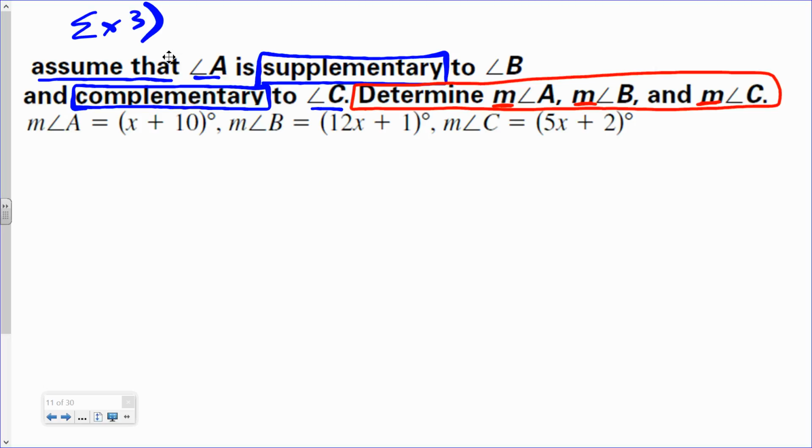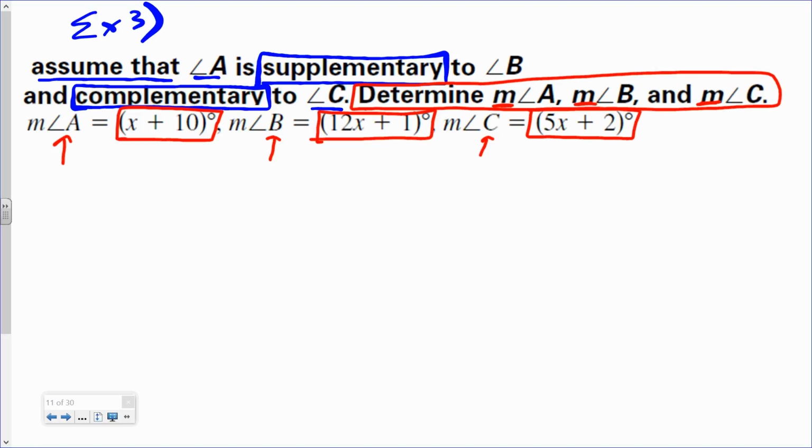And look, they gave us some clues about what A, B, and C are. Angle A is this many degrees. Angle B is this many degrees. And angle C is this many degrees. Notice how all of them have an x in it.